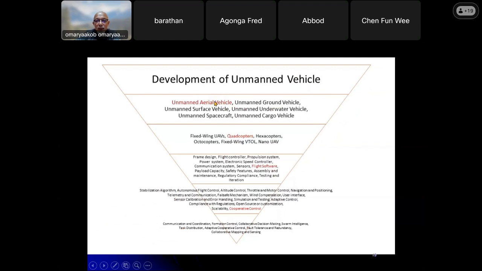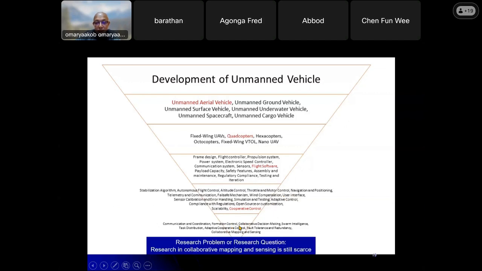There are various types of unmanned vehicle. He's not looking at fixed wing, hexacopters, and then he's doing quadcopters. And then people are studying various things about quadcopters by looking at the flight software itself, and within the flight software there are so many things. He's going to look only at cooperative control, and the research in collaborative mapping and sensing is still scarce. So not much research is on collaborative mapping and sensing.